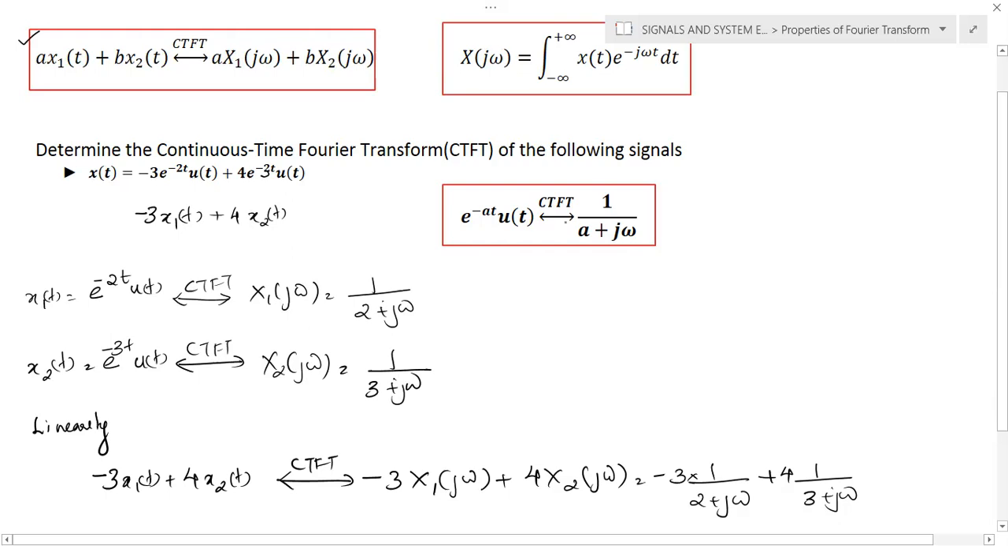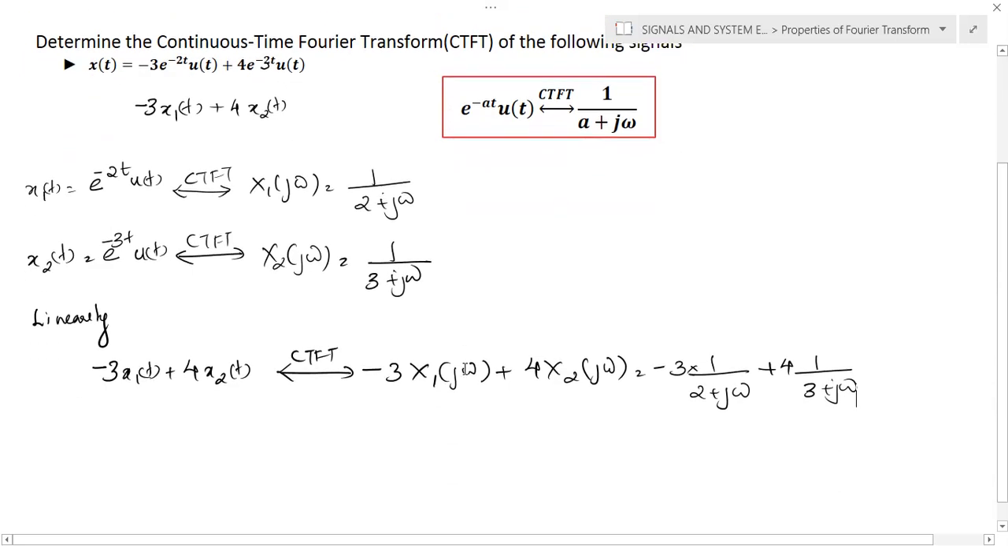So this is a standard signal, e raised to minus a t into u of t. You should remember this formula, 1 by a plus j omega. We already discussed in the initial lectures how to solve this particular problem. Once you know the result, you can directly find X1 of j omega and X2 of j omega. After that, without using the integral equation for X of j omega, I can calculate. And this is using the property.